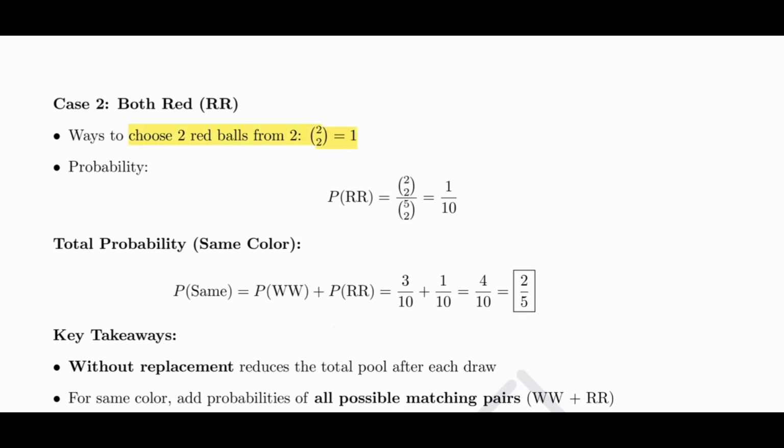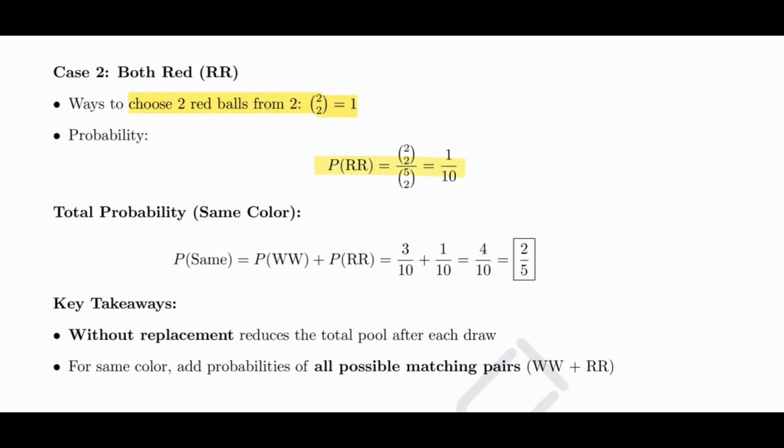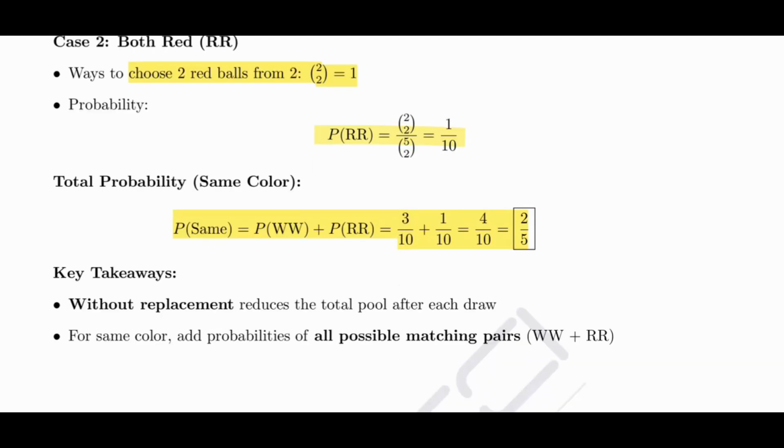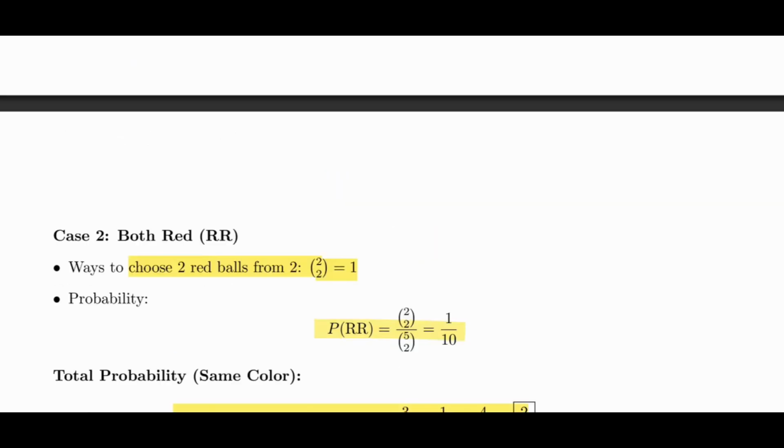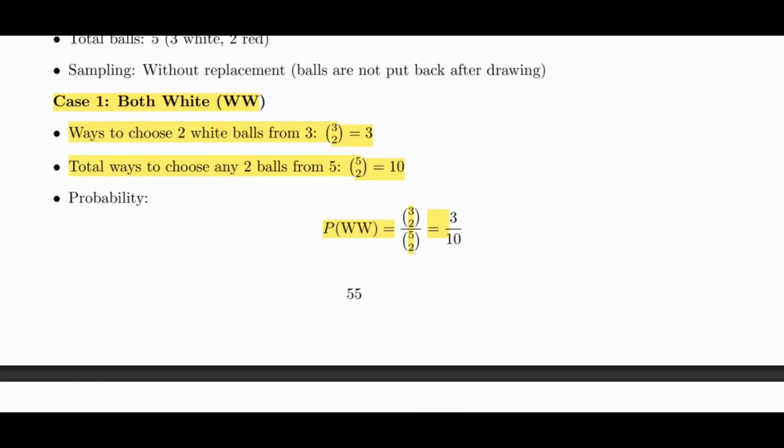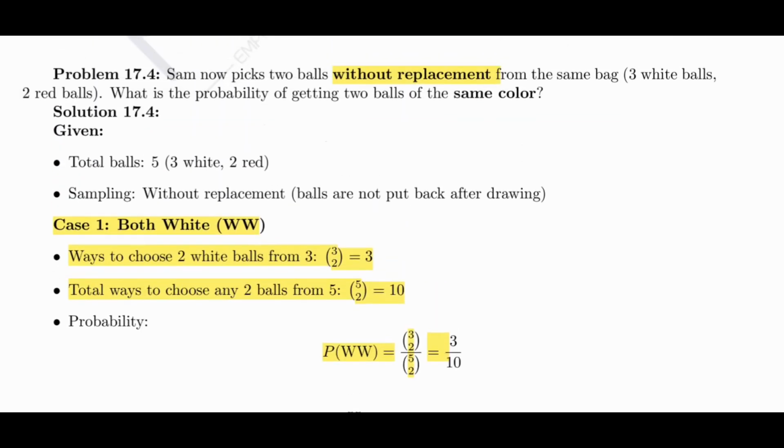Now we add the 2 cases, because 2 whites and 2 reds are exclusive events. 3 over 10 plus 1 over 10 equals 4 over 10. Simplify that to 2 over 5. So the chance of getting 2 balls of the same color without replacement is 2 out of 5. Instead of using combinations to count the number of favorable and total outcomes, we can also use the way of computing probability in the previous example.